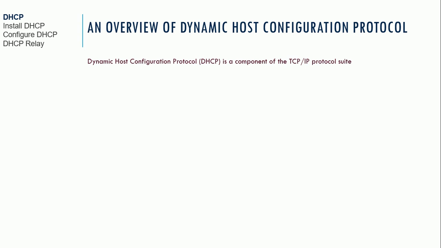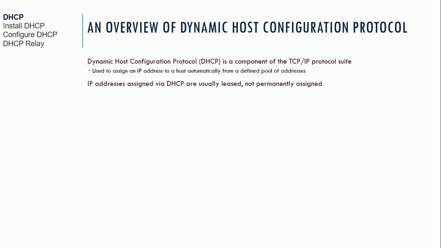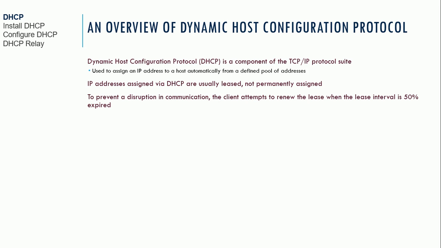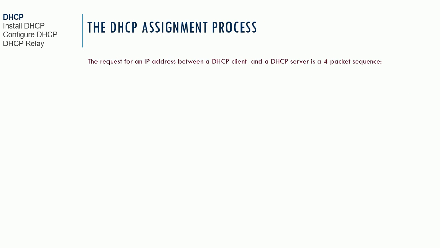It's a component of the TCP/IP protocol suite. It's used to assign IP addresses to a host automatically from a defined pool of addresses, which we talked about before. IP addresses assigned via DHCP are usually leased. They're not permanently assigned, meaning you only have them for a finite period of time. And to prevent a disruption in communication, the client will typically try to renew the lease when the lease interval is 50% expired.